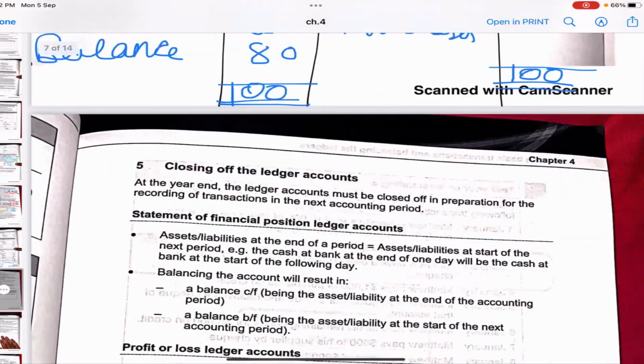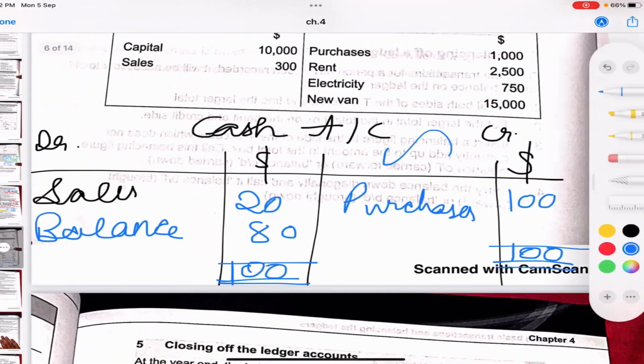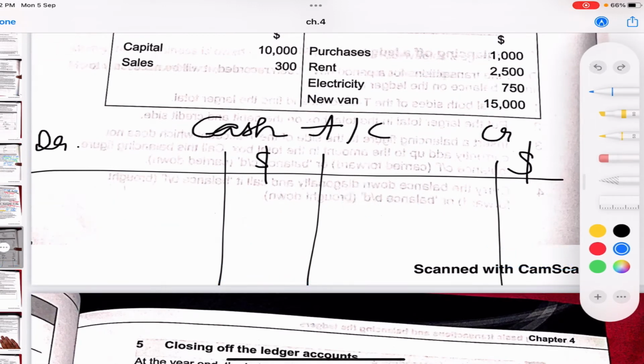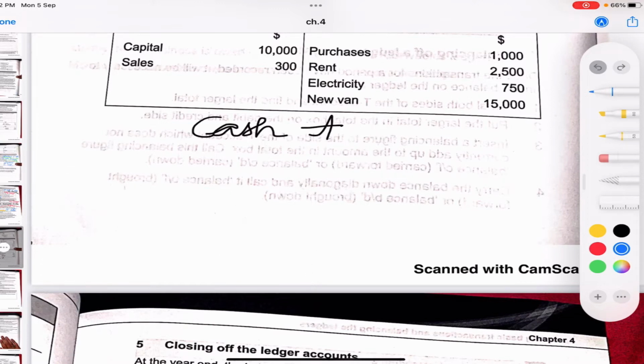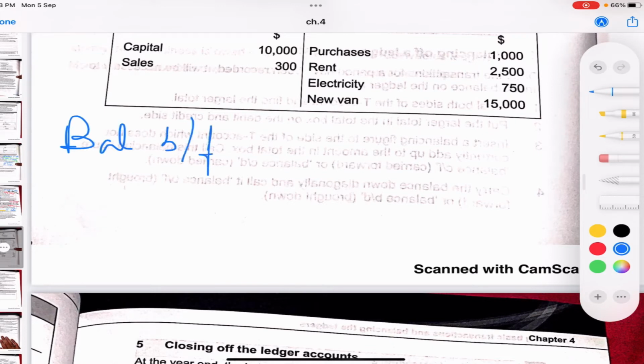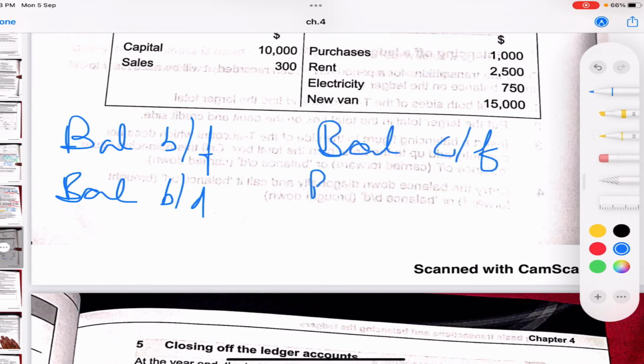Okay, so let me explain that also. So there are types of balances, which is nothing but balance forward and balance brought down. So we have balance BF, balance BD, balance CF, and balance CD. So these are the various types of balances which we have.